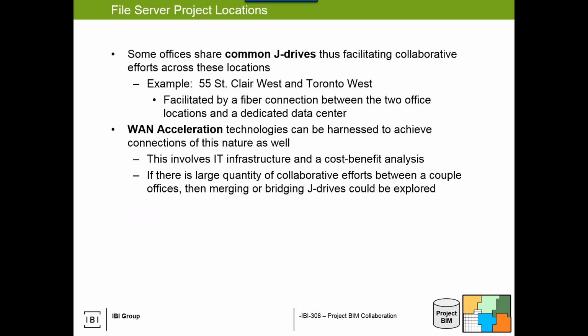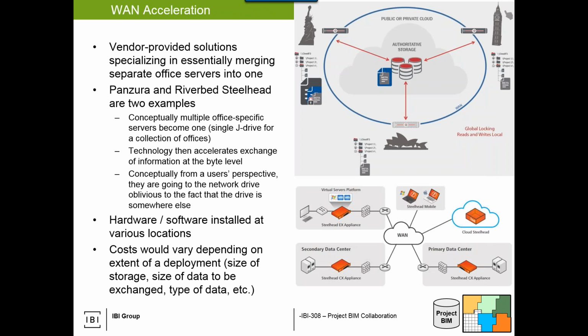Some offices have common J drives, as I've mentioned, so 55 St. Clair West and Toronto West, facilitated by a fiber connection. If you've heard the term WAN acceleration, those are technologies that could be harnessed in order to help fuse J drives, as I call them, or bridge the J drives. So this involves IT infrastructure and a cost-benefit analysis. And I know there are some regional IT, we're actually in active dialogue on whether or not we can fuse together a couple offices so that we can have simple collaboration between offices that collaborate a lot, 50% of the time or more, for example, which was the case with 55 St. Clair and Toronto West.